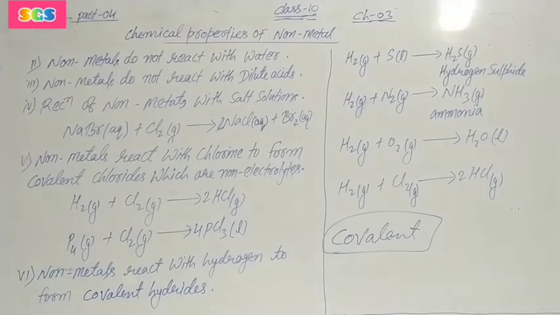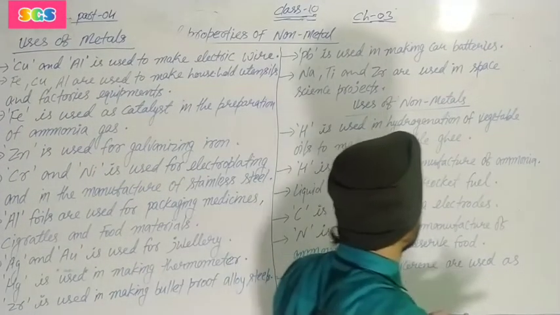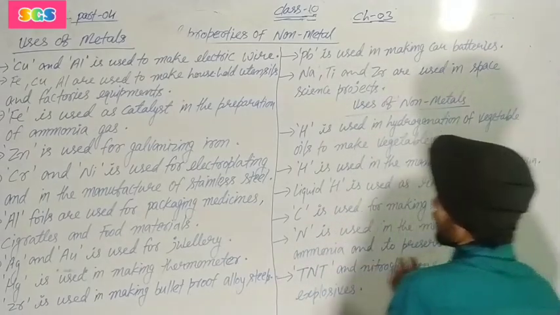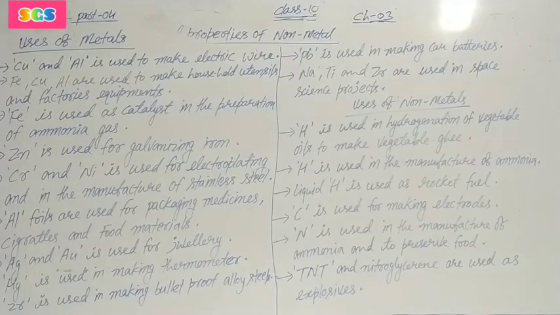Okay, so now do you have any problem till here? If you don't have any problem till here, then I will proceed to the next topic. The next topic which we have to read is the uses of metals and nonmetals. What are the uses of metals and nonmetals? How are metals and nonmetals used and for what purpose?